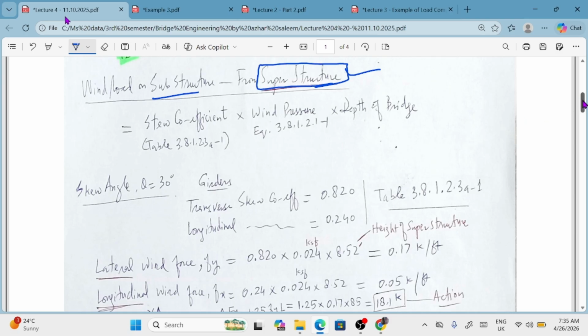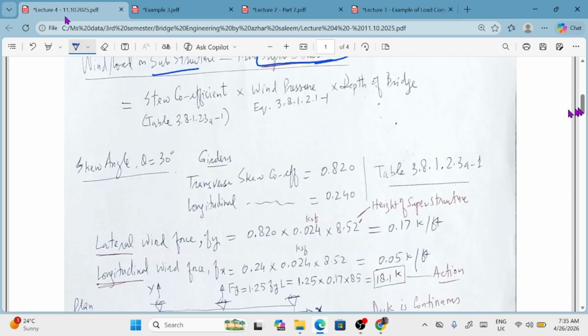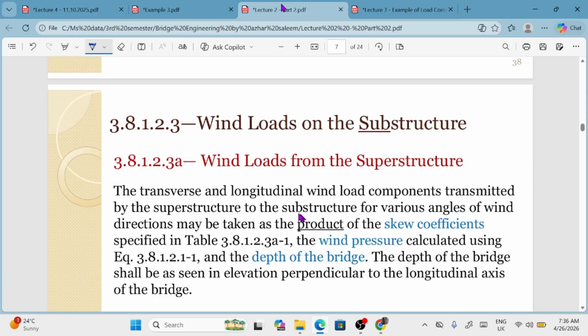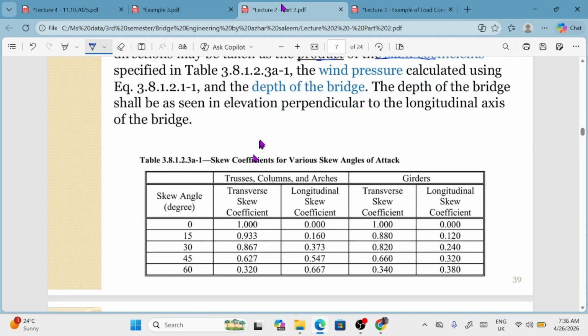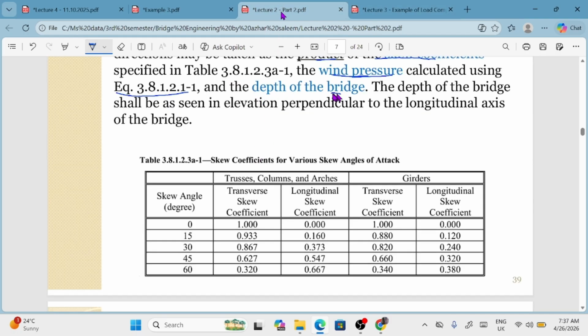We have calculated pressure from this equation, for both the substructure and superstructure. We will use these pressures to calculate wind load. So wind load can be calculated by the product of the skew coefficient specified in this skew coefficient table, multiplied by the wind pressure calculated using this equation, and the depth of the bridge. There are three things: wind pressure, skew coefficient, and depth of the bridge.